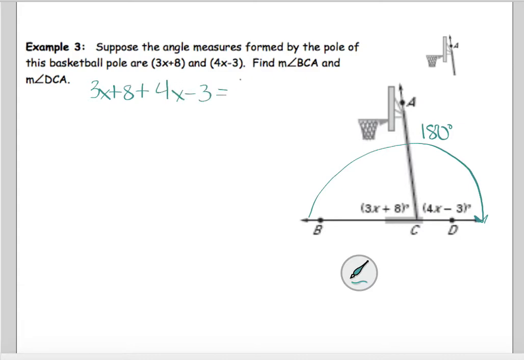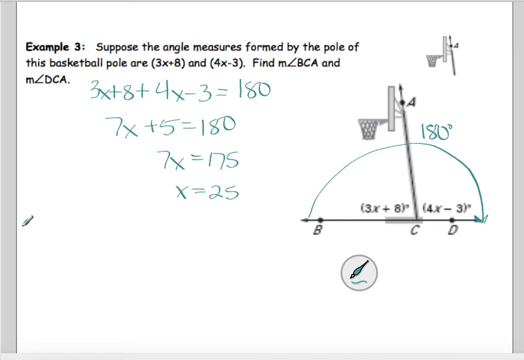Together they make a straight angle, which is 180 degrees. 3x and 4x is 7x. Positive 8 minus 3 is positive 5. So those combine to equal 180. Subtracting the 5, 7x is 175. And dividing by 7, x is 25.